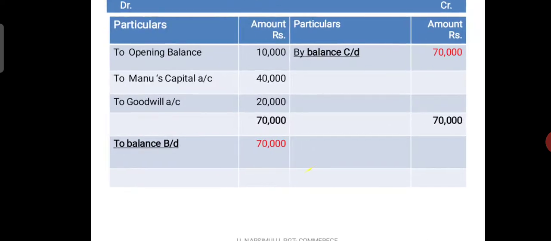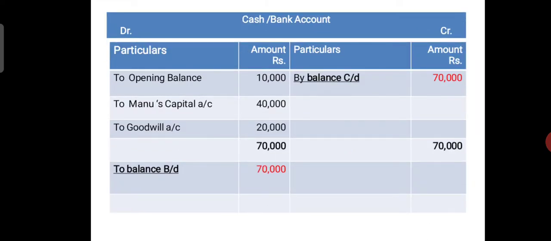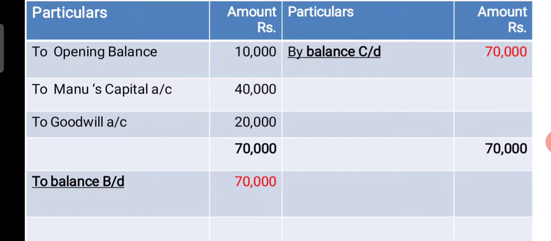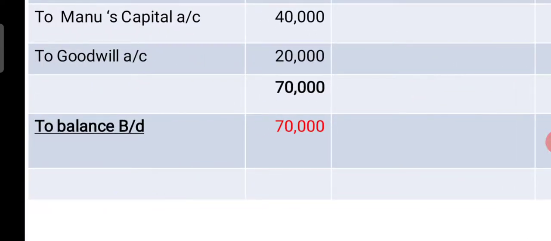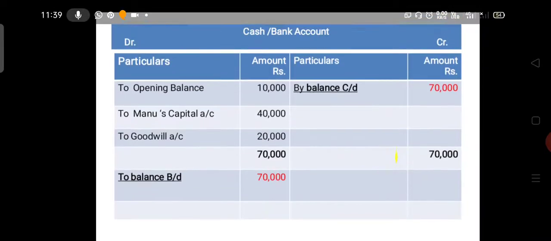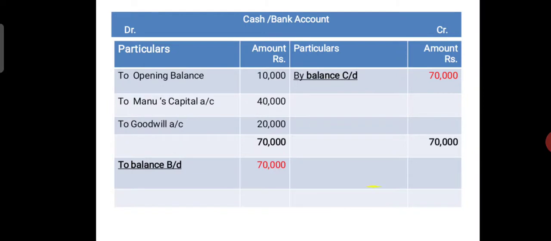Next, here cash account. So opening balance, debit side opening balance. This opening balance we can take from the old balance sheet. In the old balance sheet, if you observe, there is rupees 10,000 in the cash account. So 10,000 as an opening balance. And see, new partner brings 40,000 cash and goodwill rupees 20,000. Total of rupees 70,000. That is the closing balance, also 70,000. And again, opening balance, that becomes next balance brought down rupees 70,000. Okay, students, like this we can prepare cash or bank account.